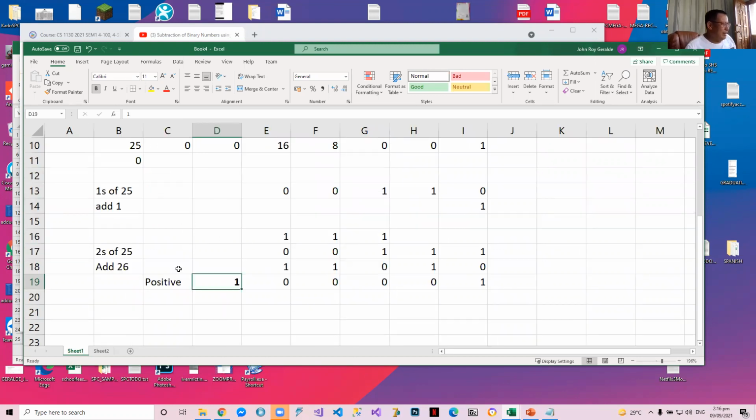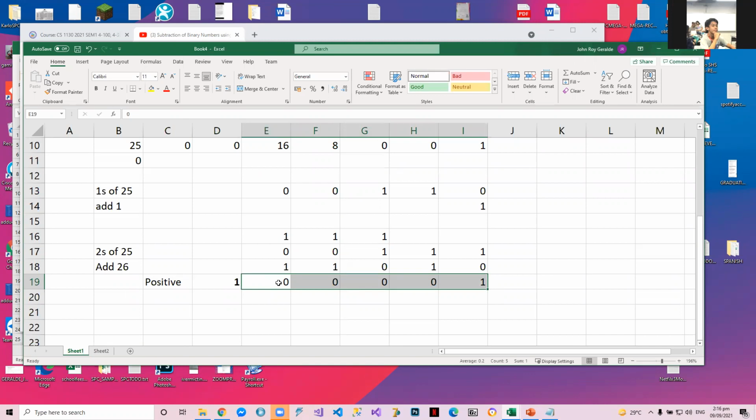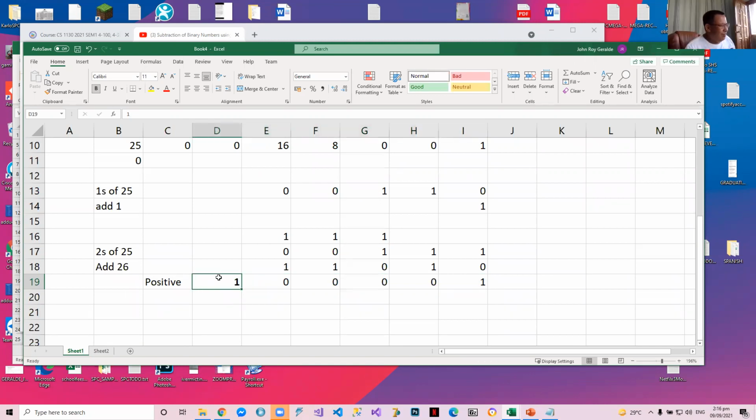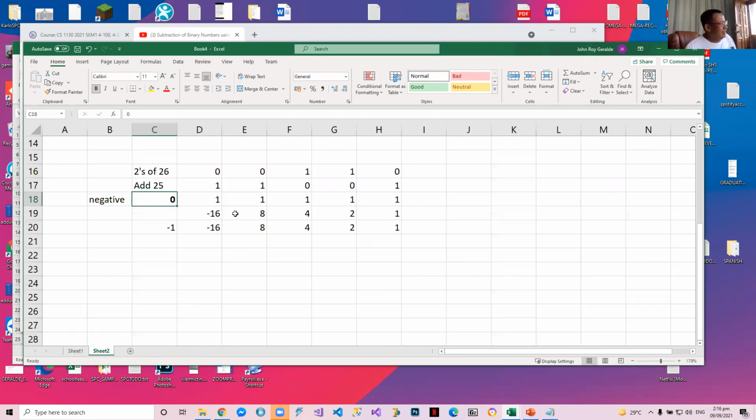Sir, this one, is this a 2's complement number? No, sir. Why? Because the last carry is a 1. Do you follow? This is a shortcut.